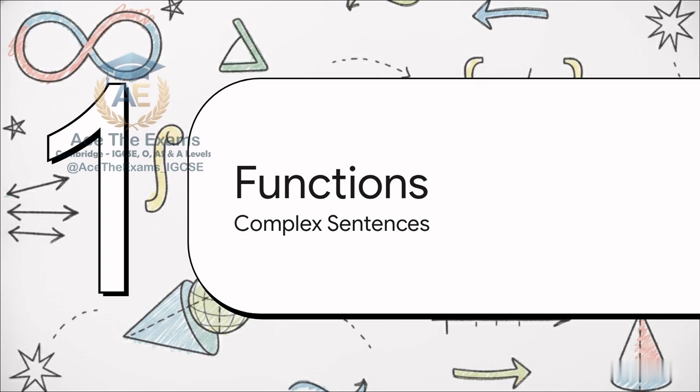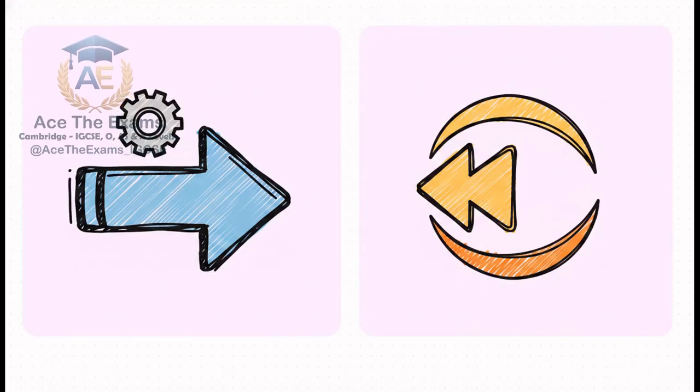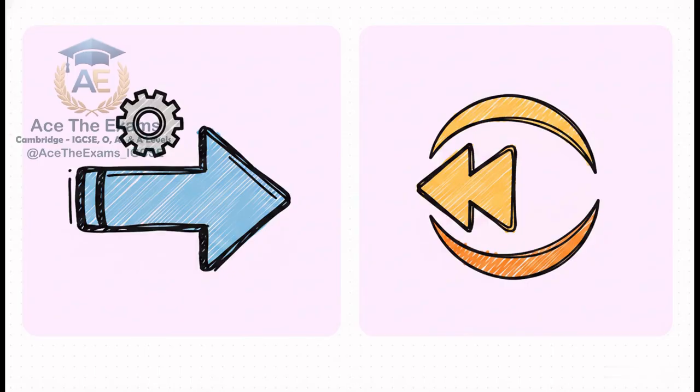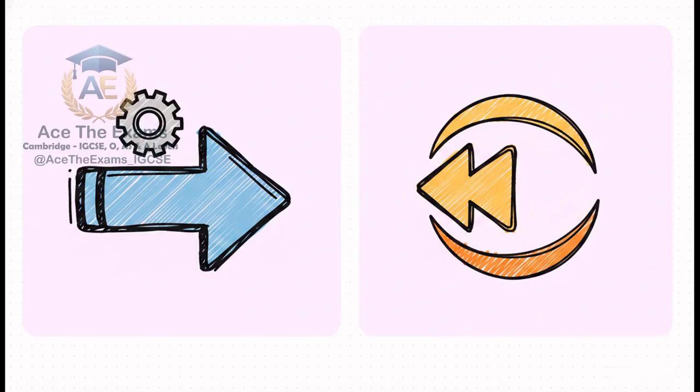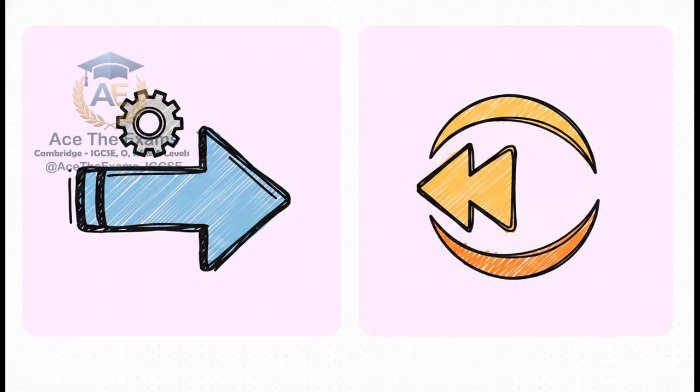Section 2. Functions. This is where we start crafting complex sentences in our mathematical language. This is where the magic happens. We start mapping inputs to outputs. We are no longer just making simple static statements. We are describing ongoing dynamic processes.